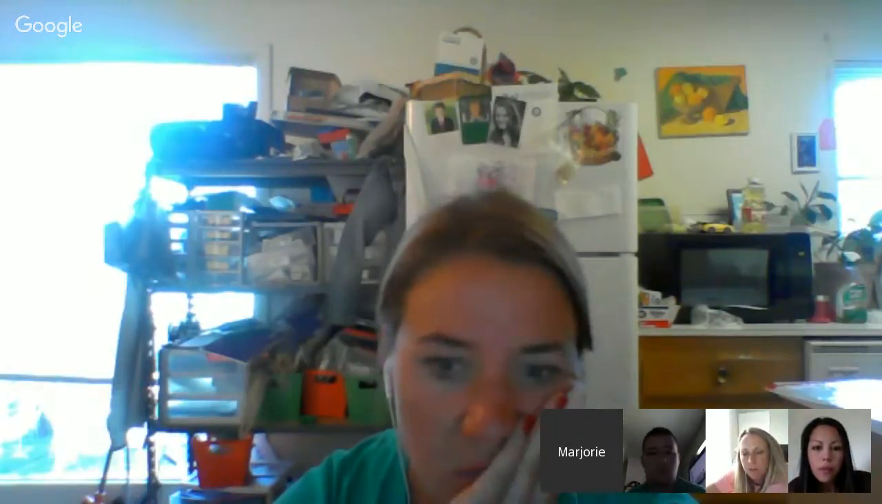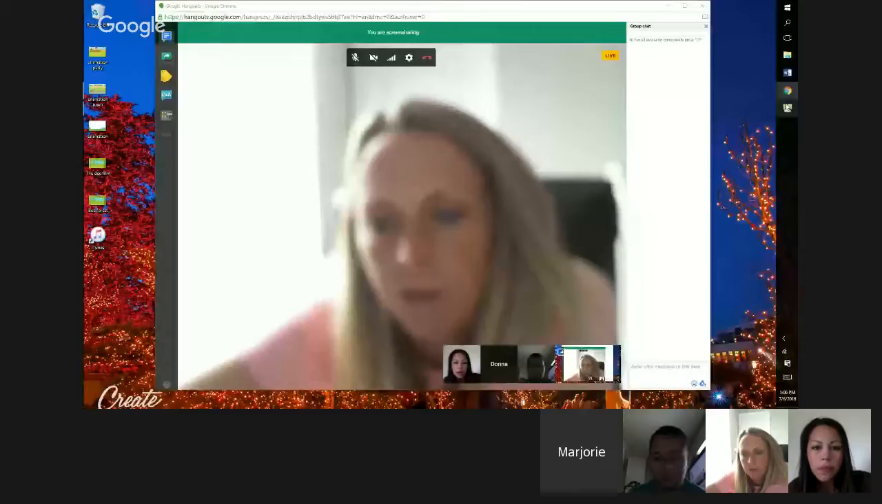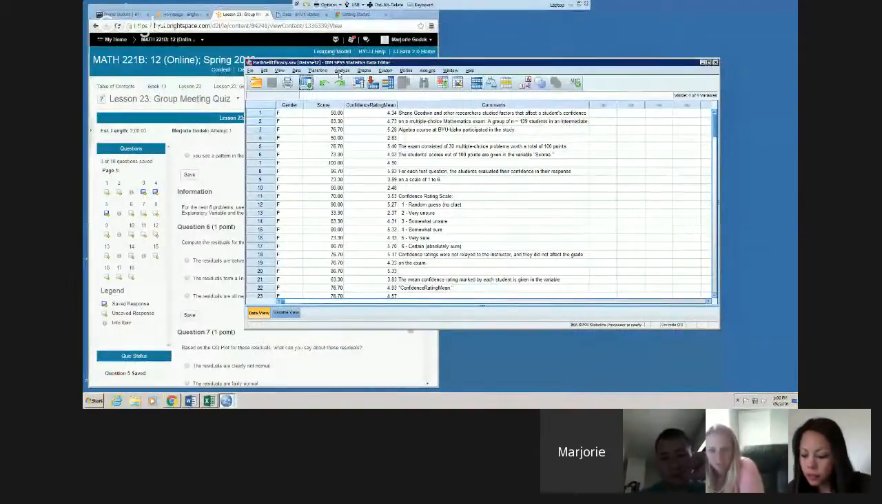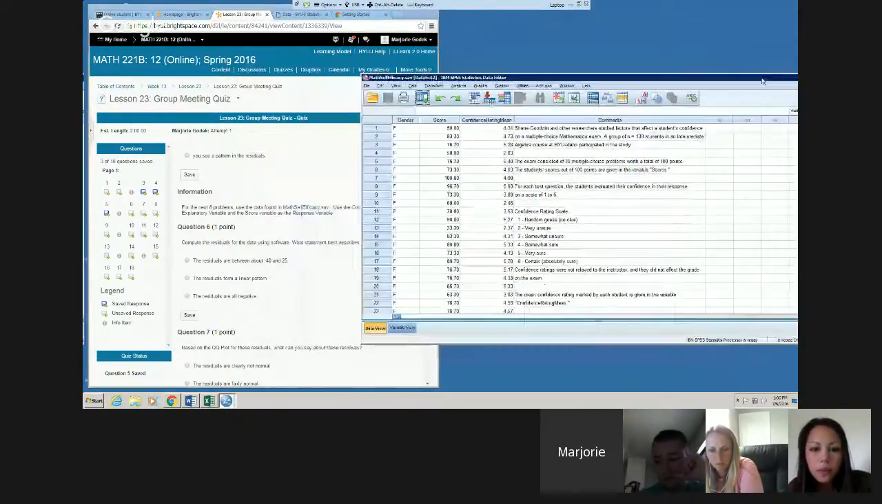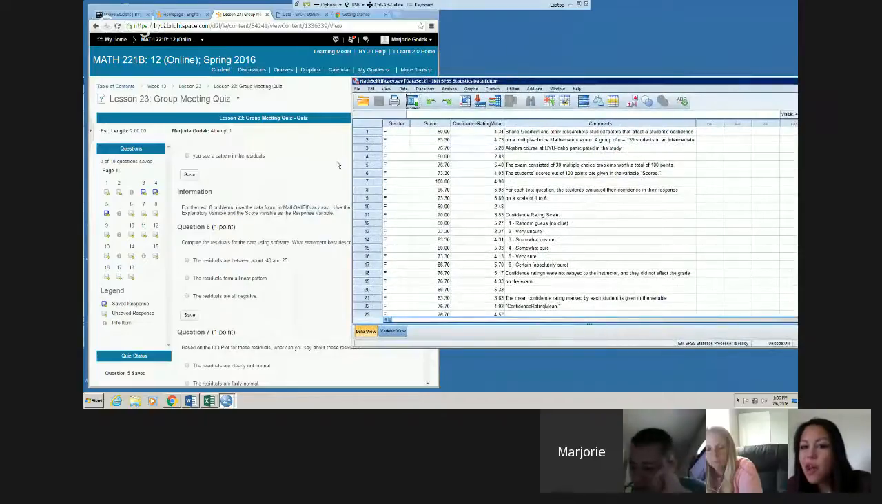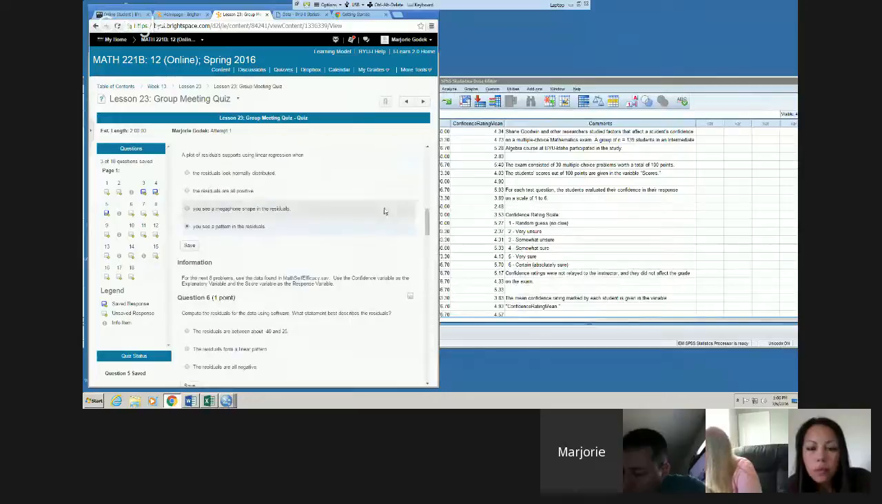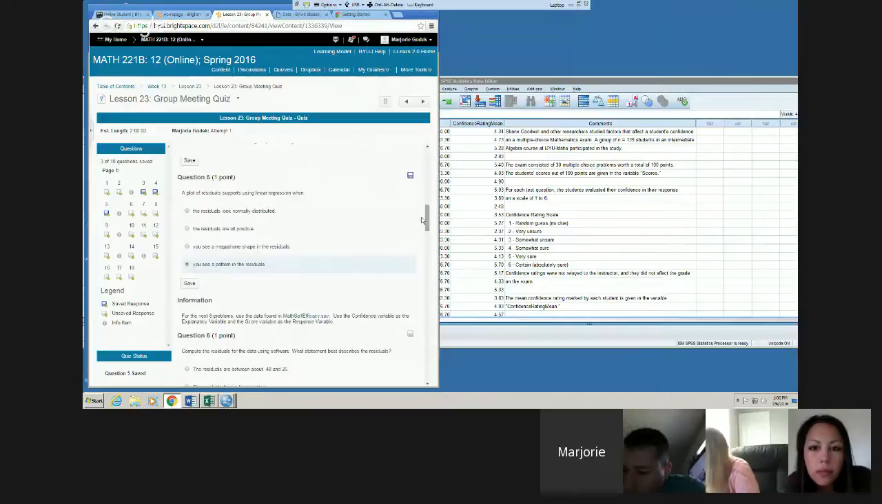You think B? I think so. Yeah, a plot of residuals supports using linear regression. I know A and D are not it because they're scattered everywhere, so there's no pattern. So what do you guys think? Hold on. It doesn't look like a megaphone either, but I think it's B.